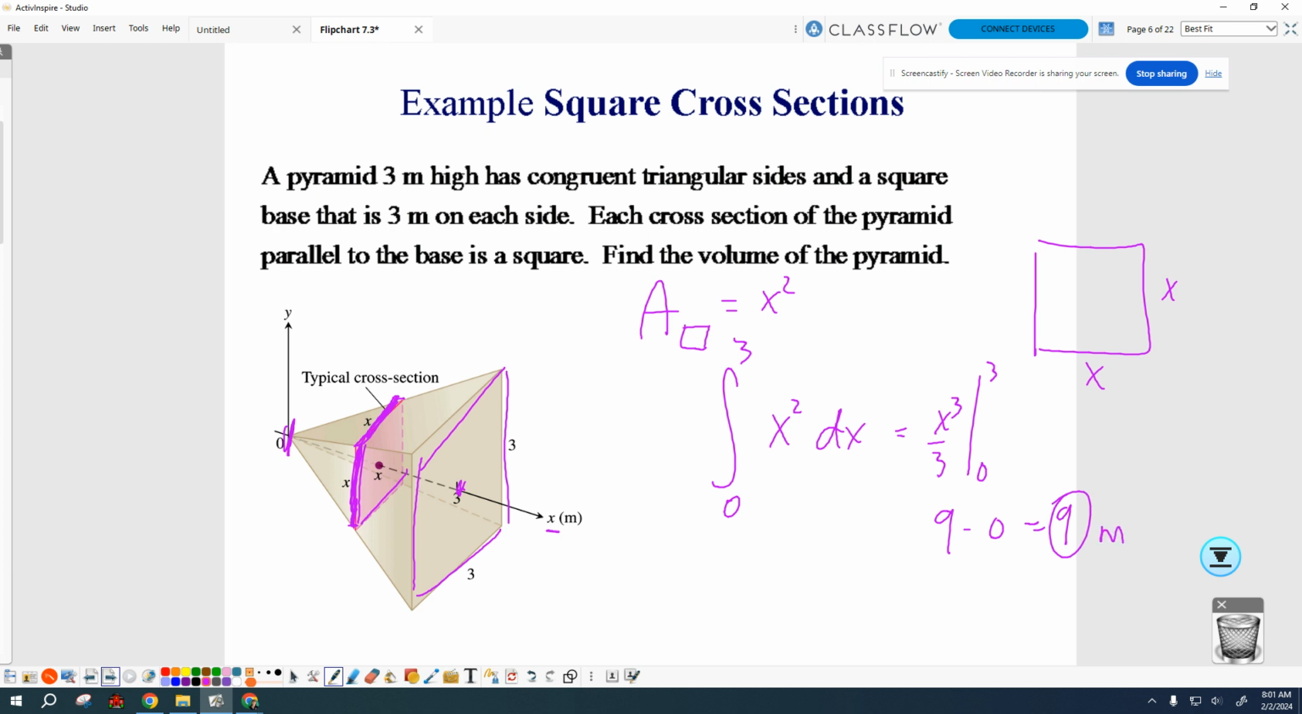What are the units? It's meters cubed, because it's now volume. It was meters by meters, and then there was a skinny little thickness of meters.